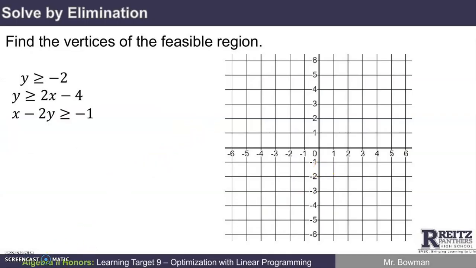So what we'd like to do here is we'd like to try doing this by hand. Here is a system of inequalities. It says find the vertices of the feasible region. So let's think about graphing this system. I'll use different colors here today. I'll do red for y is greater than or equal to negative 2. That's going to be a solid line. That's the horizontal line, y equals negative 2.